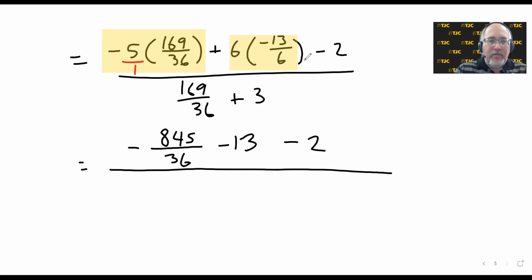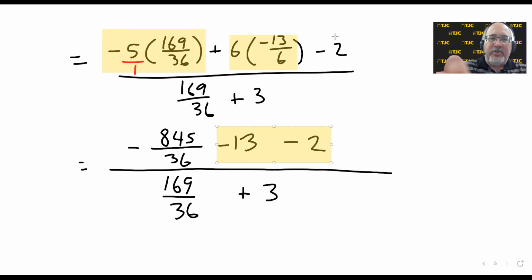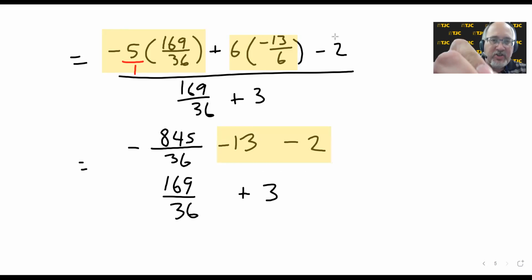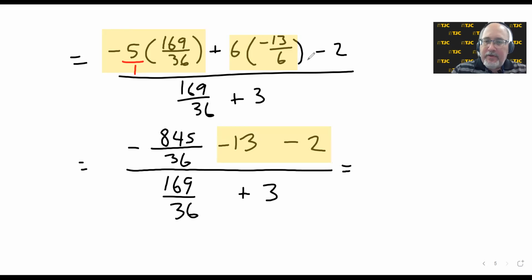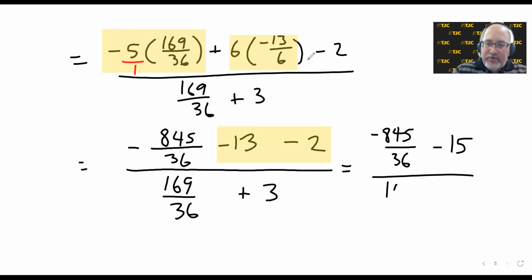Then the minus 2, and we haven't done anything on the bottom yet. 169 over 36 plus 3. Why don't we go ahead and combine the negative 13 and negative 2 to make it a negative 15 so that we can start making this expression look a little bit smaller, just making the fraction bar a little bit smaller. Negative 845 over 36 minus 15 over 169 over 36 plus 3. Let's take this to the next page and I'll show you what I think is the best move next.